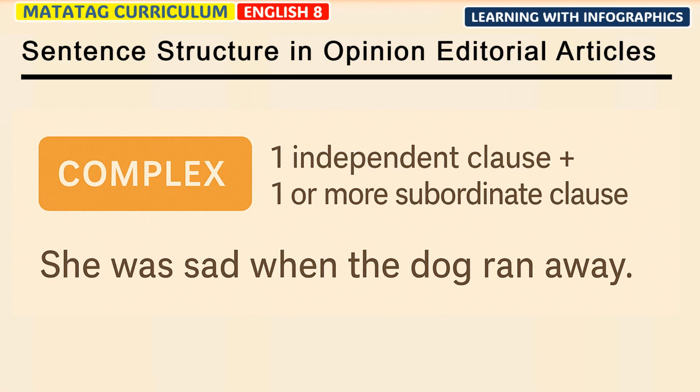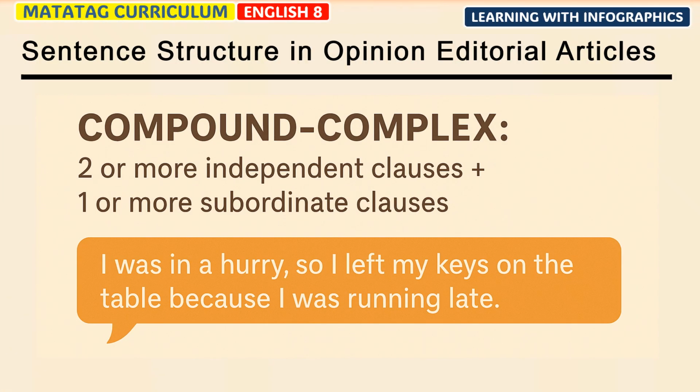Complex sentence has 1 independent clause and 1 or more subordinate clauses. Example, she was sad when the dog ran away. Compound complex has 2 or more independent clauses and 1 or more subordinate clauses. Example, I was in a hurry so I left my keys on the table because I was running late.